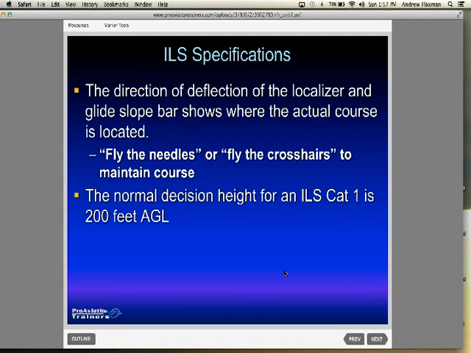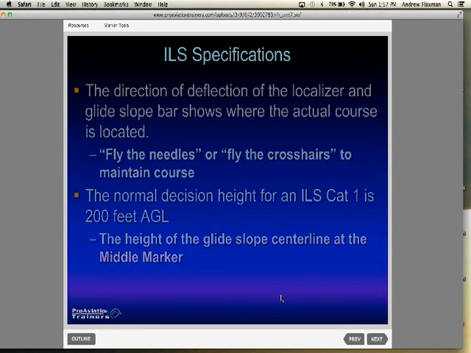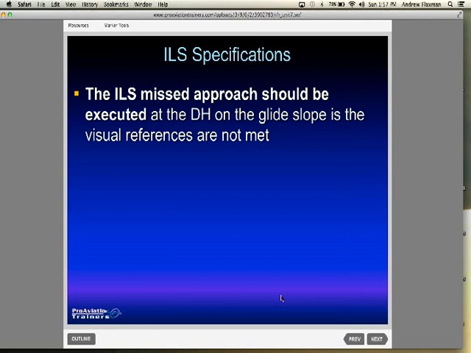The normal decision height for an ILS Category 1 is 200 feet AGL. Pretty standard. The height of the glide slope center line at the middle marker. Not always the case. The ILS missed approach should be executed at the decision height on the glide slope if visual references are not met.